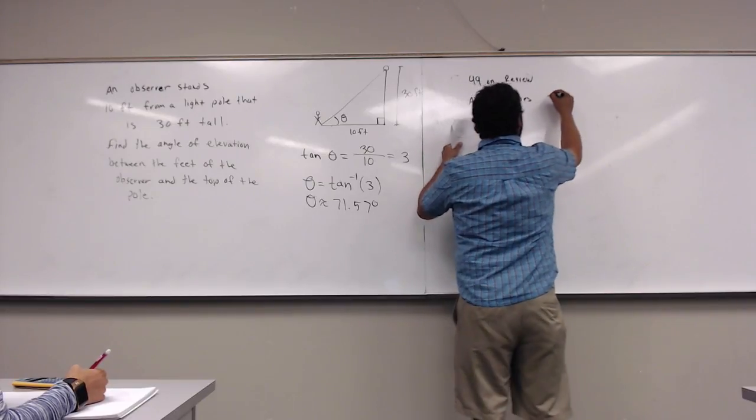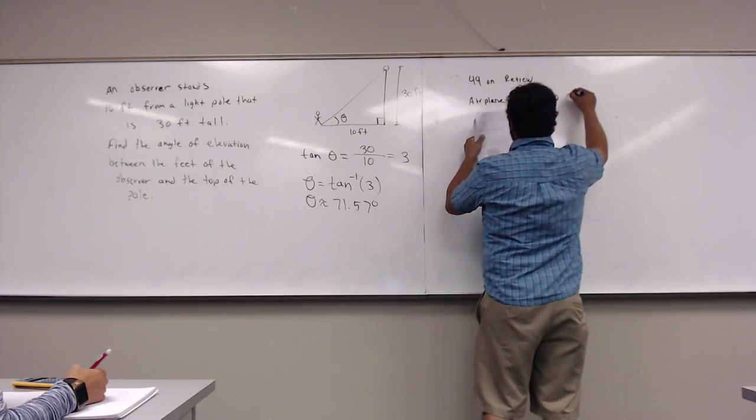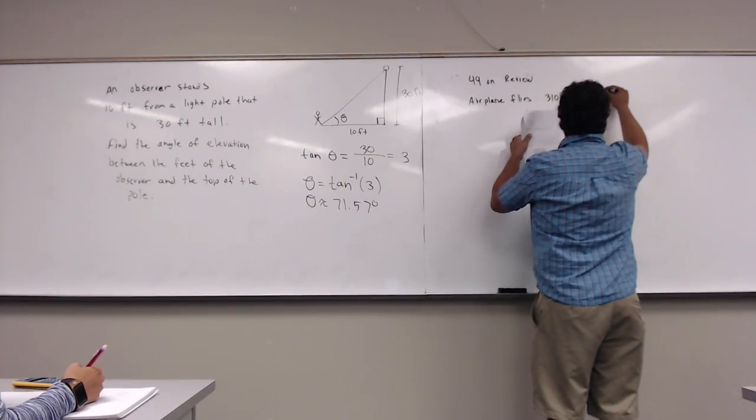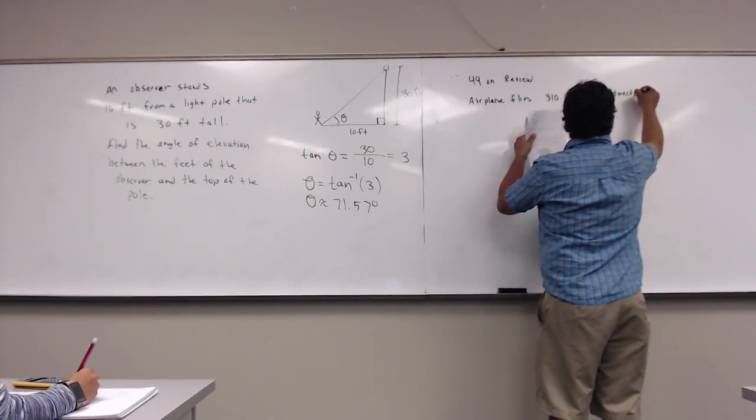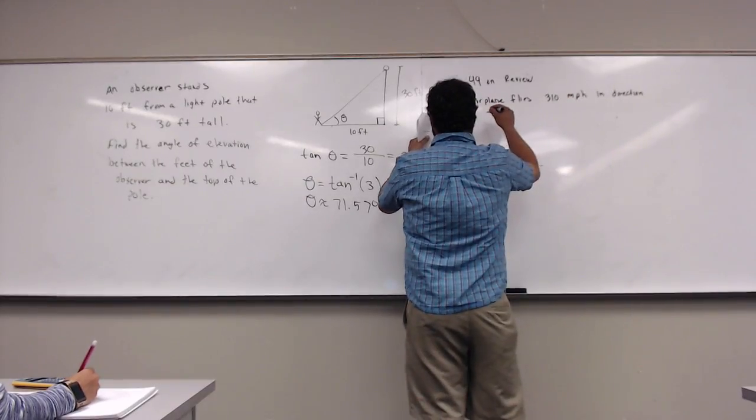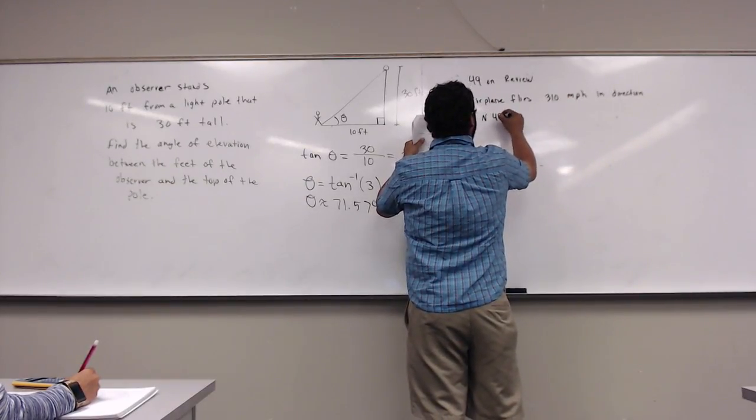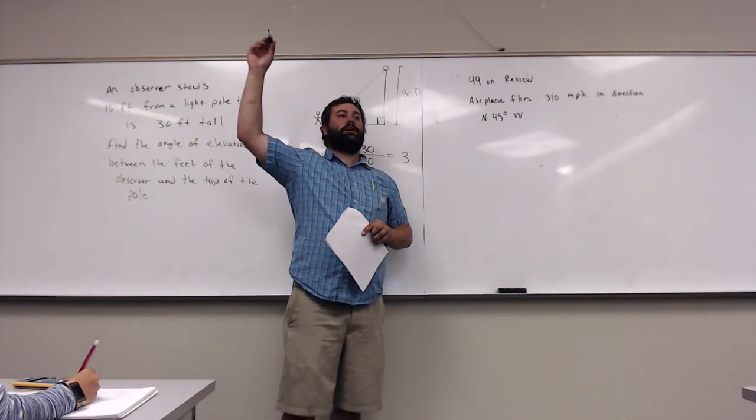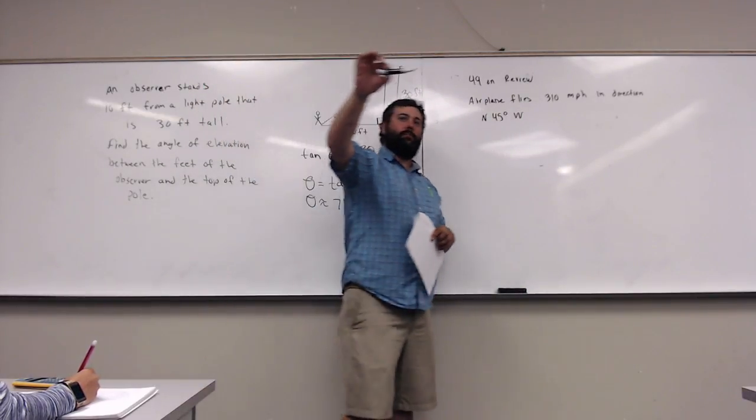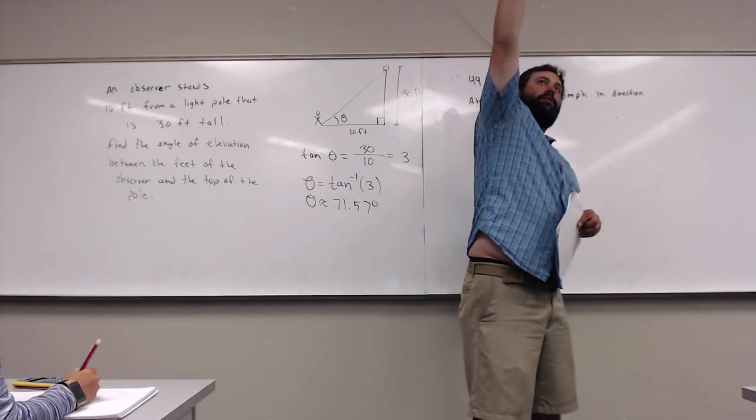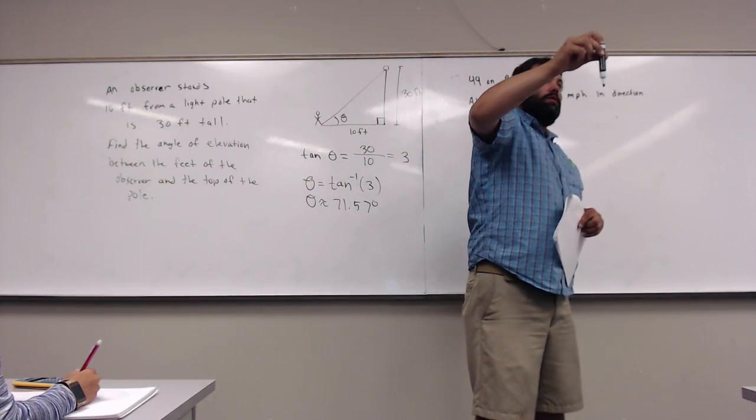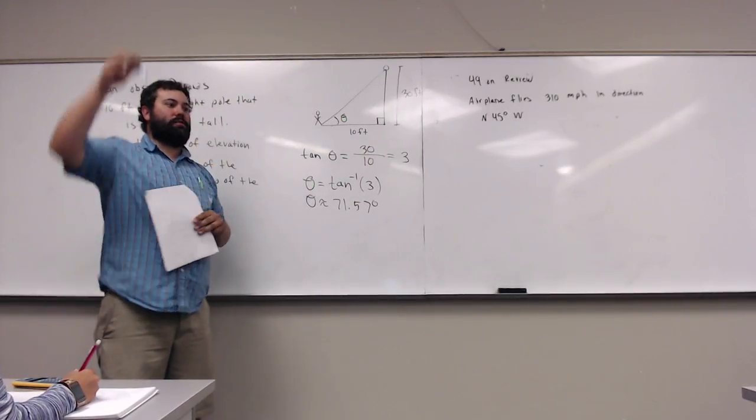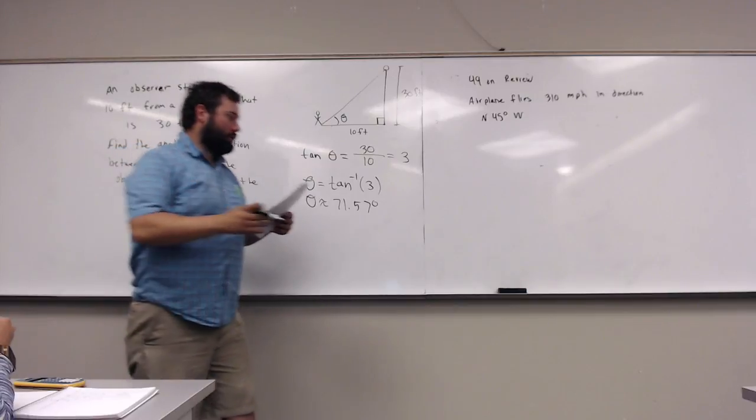So an airplane flies 310 mph in the direction north 45 degrees west. One thing I want to tell you is you're going to do this from a top view. If my pen is the plane flying, everything we're doing is looking downward. The plane's flying at a constant altitude. So again, you're doing a top view.